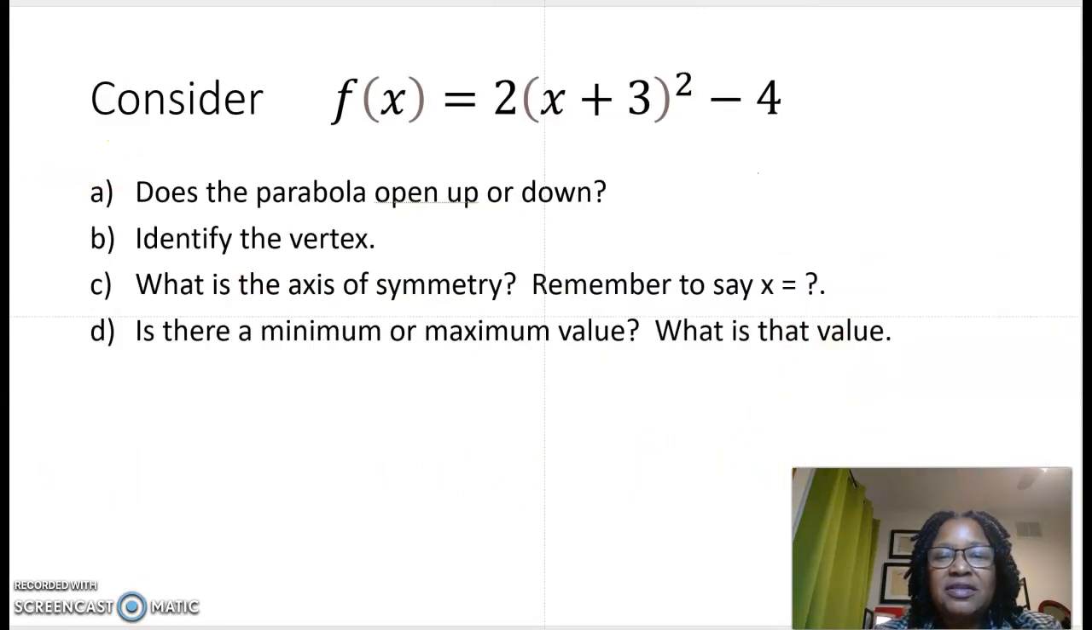All right, so let's consider an example. Let's say we have f of x is equal to 2 times x plus 3 squared minus 4.